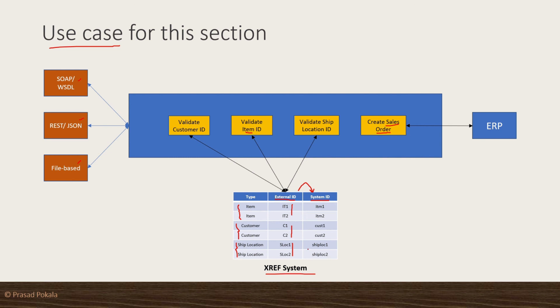They first have to validate that the customer ID in the request is present in that XREF or not. If it is not there, it means it's an invalid or unknown customer, so they can reject the order or tell the customer in the response, sorry, customer ID not found, or something like that. If it is present, they convert it into the system ID, in the canonical transformation. Similarly, they validate the item ID and shipping location against the XREF system. If all three are good, they proceed with the next step, which is the creation of the order in the ERP. Once the order is created, the ERP gives back a sales order number, which is then shared as part of the response to the customers.